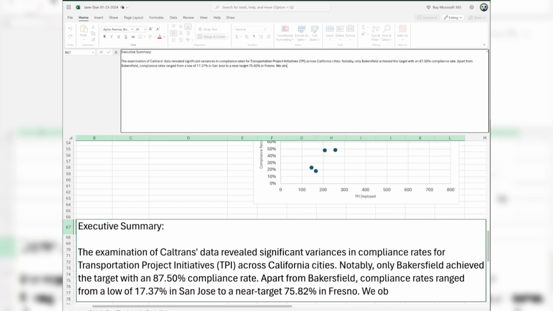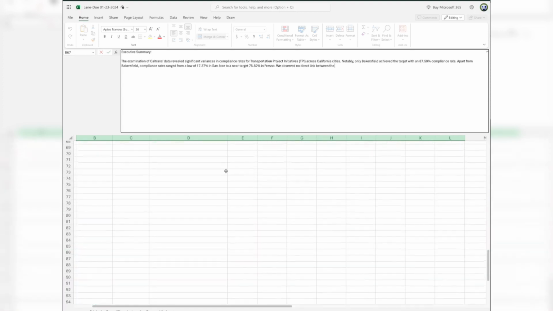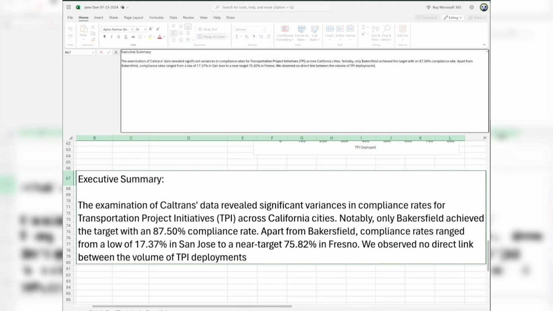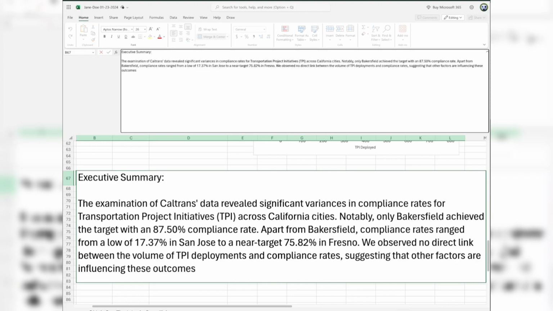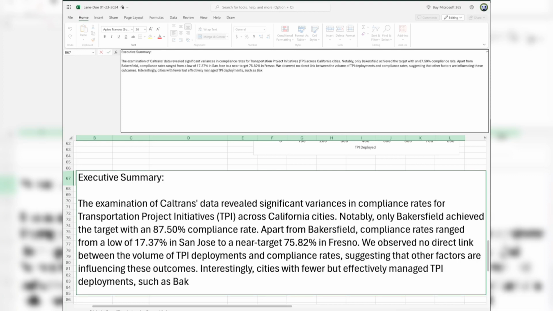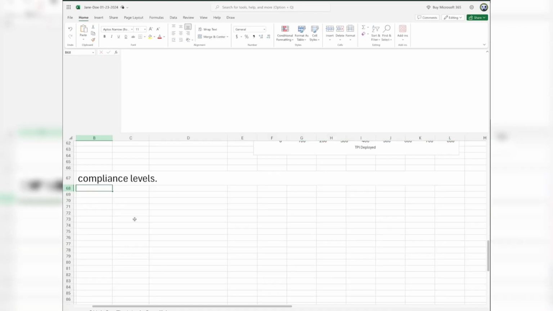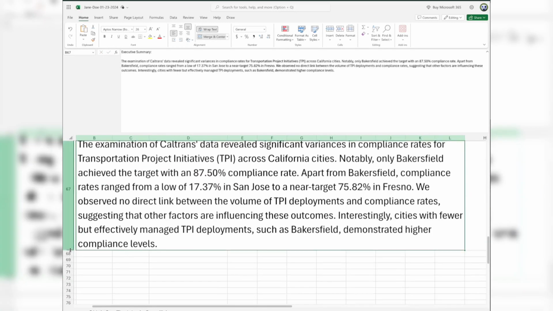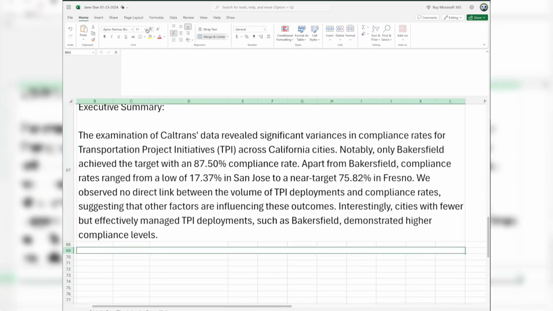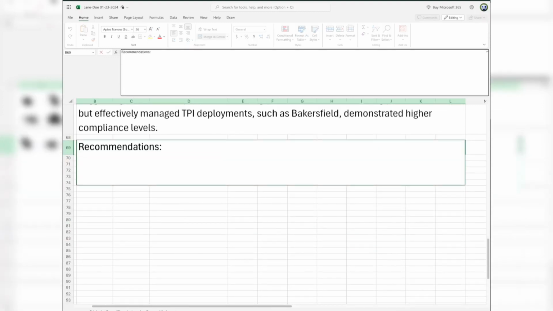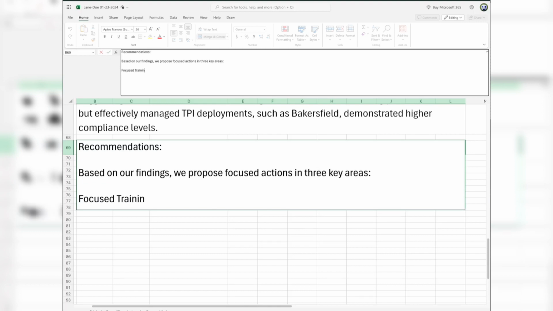Apart from Bakersfield, compliance rates ranged from a low of 17.37% in San Jose to a near target 75.92% in Fresno. We observed no direct link between the volume of TPI deployments and compliance rates, suggesting that other factors are influencing these outcomes. Interestingly, cities with fewer but effectively managed TPI deployments, such as Bakersfield, demonstrated higher compliance levels.